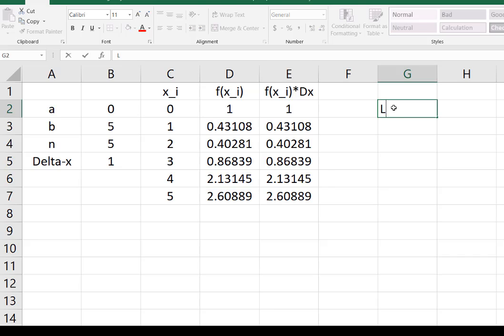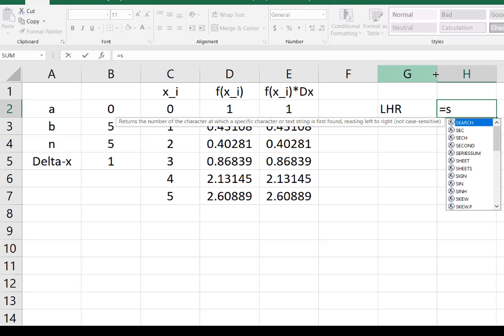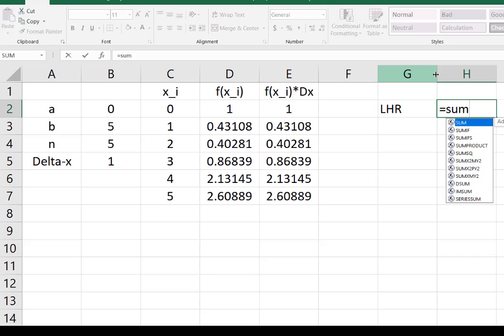So if I'm going to build my left-hand rule approximation to this integral, I'm going to sum, and in Excel, that's equals. Equals always calls up the function you're about to operate with, sum. Sum says, hey, we're about to add stuff up. What are we about to add up?